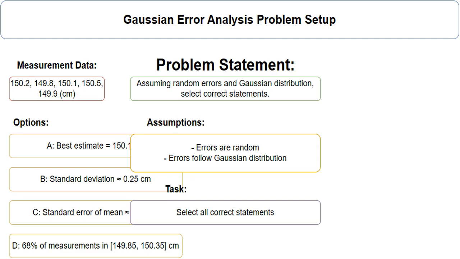Now, let's look at the core of the exercise, which presents a scenario of a student performing length measurements and asks to evaluate the correctness of statistical statements based on Gaussian error analysis. The task involves understanding concepts like mean, standard deviation, and standard error to select correct statements from the given options. The assumption of random errors and a Gaussian distribution is key.